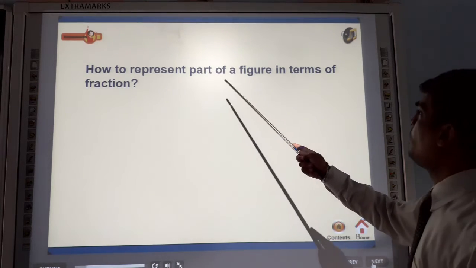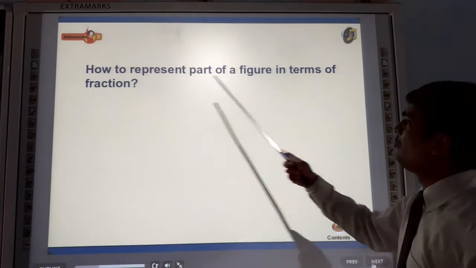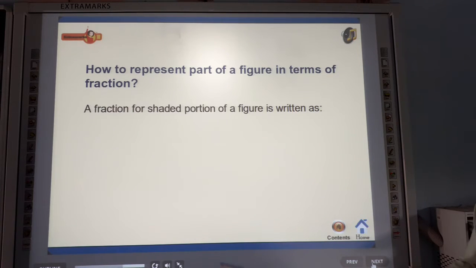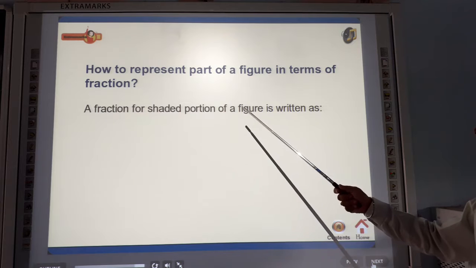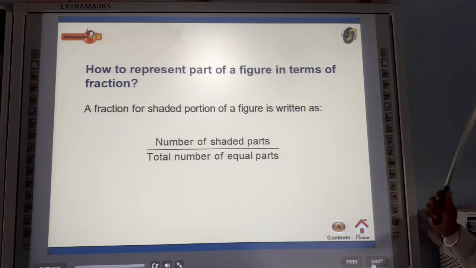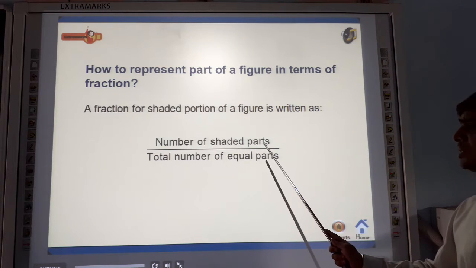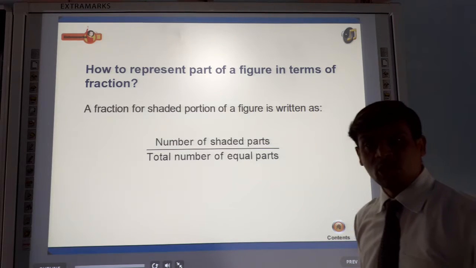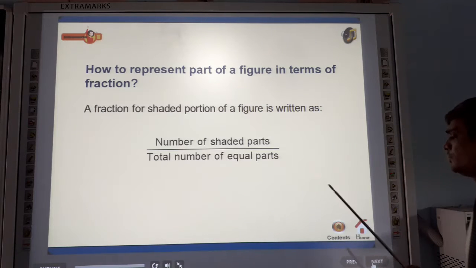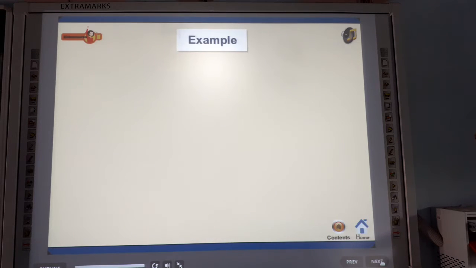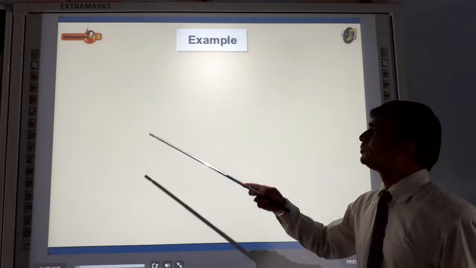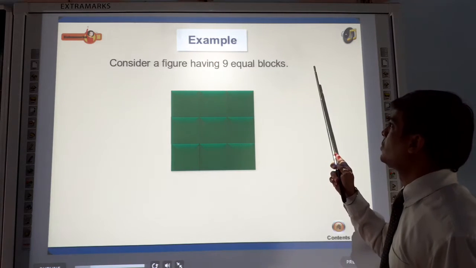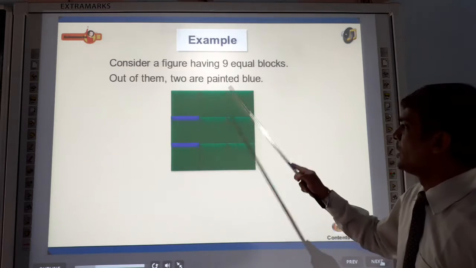How to represent part of a figure in terms of fraction? A fraction for the shaded portion of a figure is written as number of shaded parts upon total number of equal parts. For example, consider a figure having 9 equal blocks. Show the diagram.